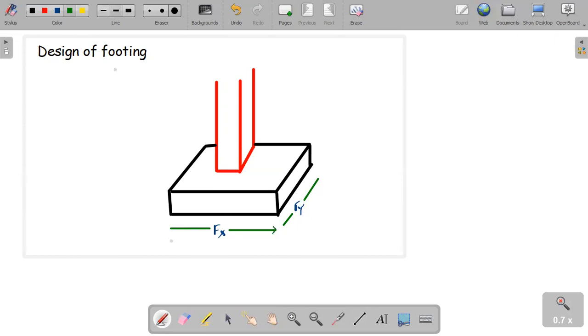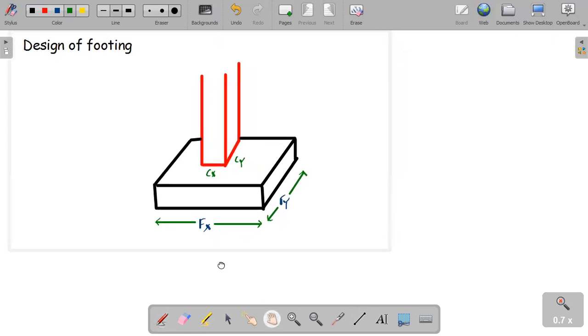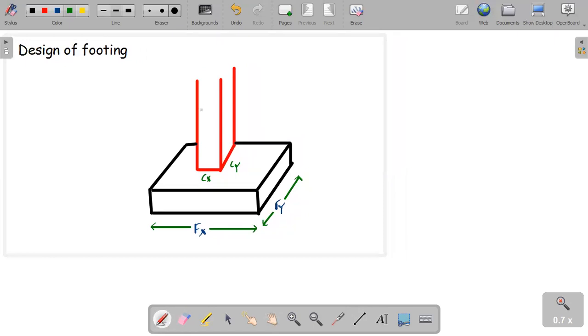This is Fx, that means the size of the footing for the x direction, and Fy the size of the footing for the y direction. And I will take the size of the column for the x direction, this is Cx, and the size of the column for the y direction, Cy. Okay, let's identify how to find these values.